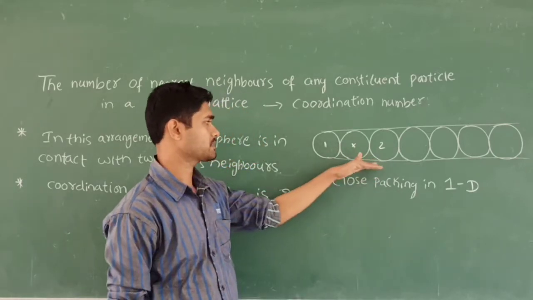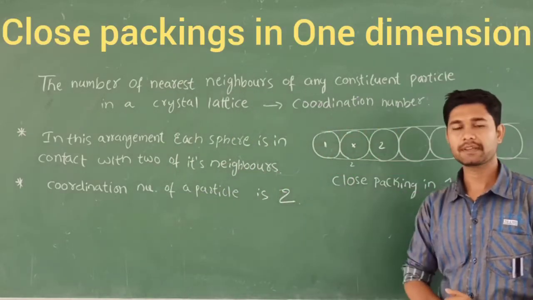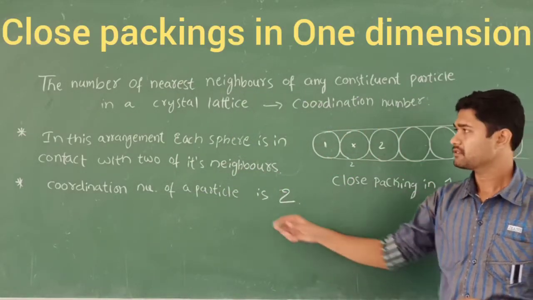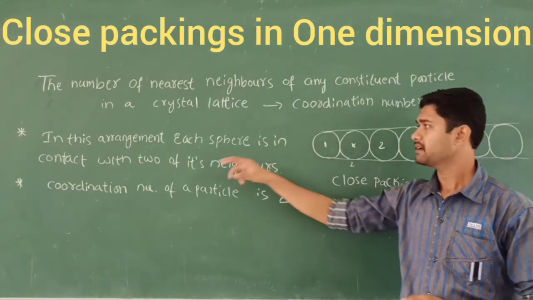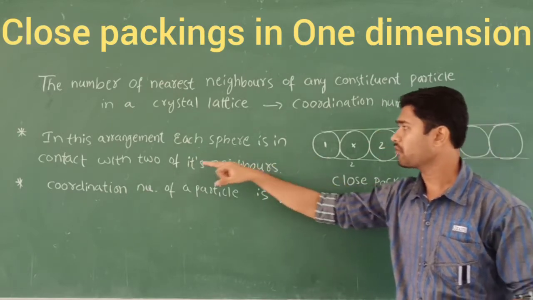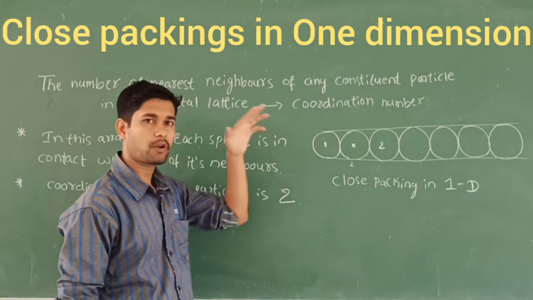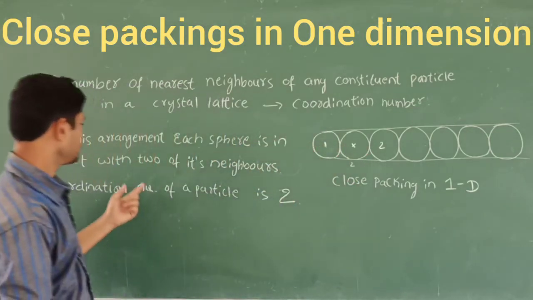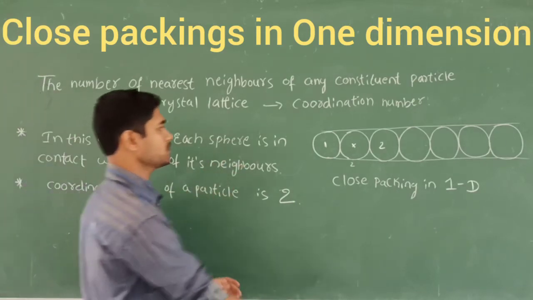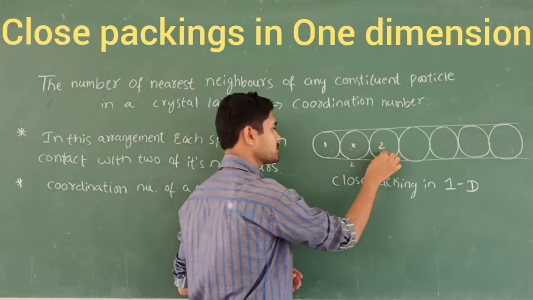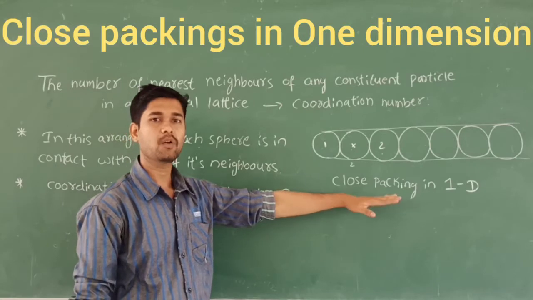This is an example of close packing in one dimension. Let us discuss it. In this arrangement, each sphere is a hard sphere in contact with 2 of its neighbors. So the coordination number of the particle is 2, because it is attached on this side and this side. This is close packing in one dimension.